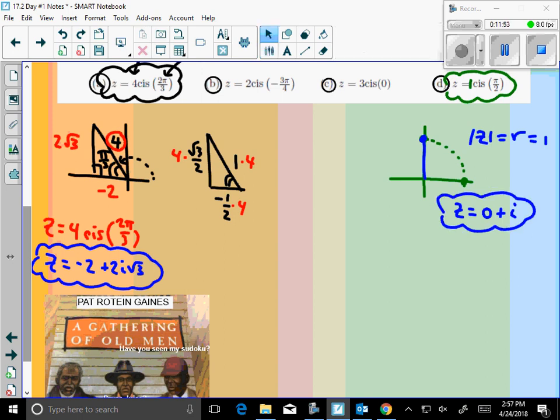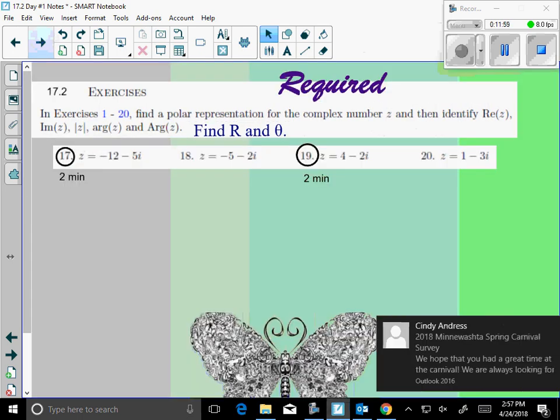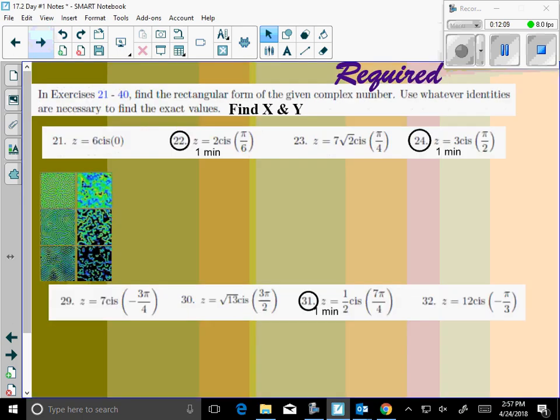All right, I think I want to do one problem from the homework. Let's just check it out. I don't want to go from one form to the other. Thank you, Cindy. Let's see. Find a polar representation for that. I want to do, yeah, let's do one of these.